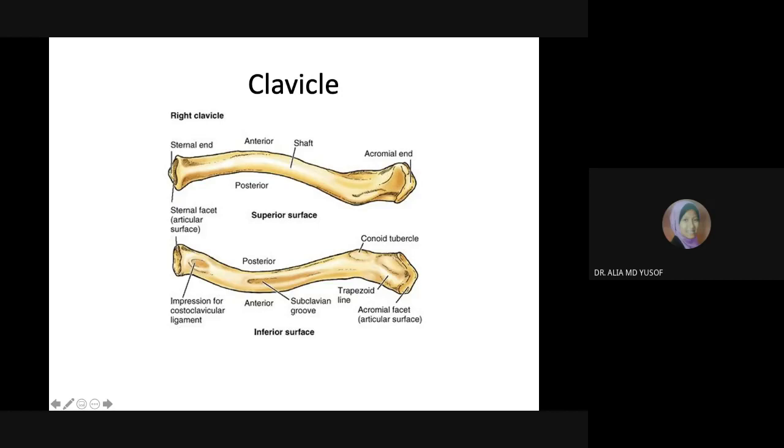yang diberikan pada medial end ialah sternal end, which means it is near the sternum. While the lateral end diberi nama acromial end, which means it is near to the scapula. Dekat scapula nanti kita akan tengok ada satu bone marking namanya acromial process. Okay, acromion ataupun acromial process. Jadi bahagian hujung clavicle yang lateral side ini, dia akan membuat synovial joint, plane joint dengan acromial process of the scapula, right?